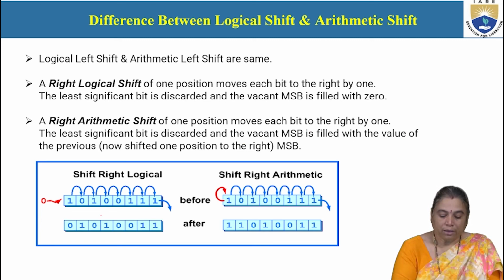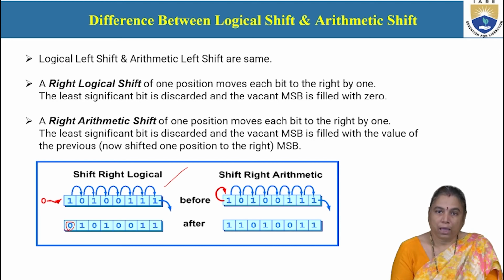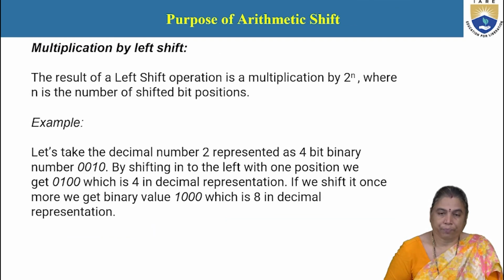So here it is identical to the left shift operation, but in the shift right operation, the MSB is filled with 0 and the LSB is discarded. In the arithmetic one, the previous position value is copied to the MSB position. So that is the difference between the logical shift and arithmetic shift.